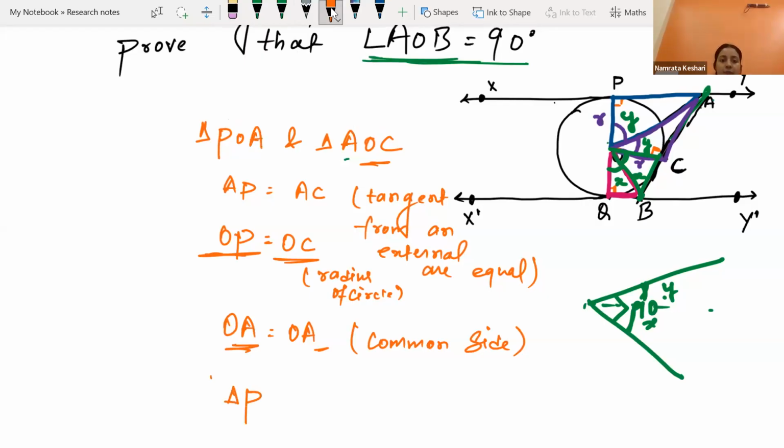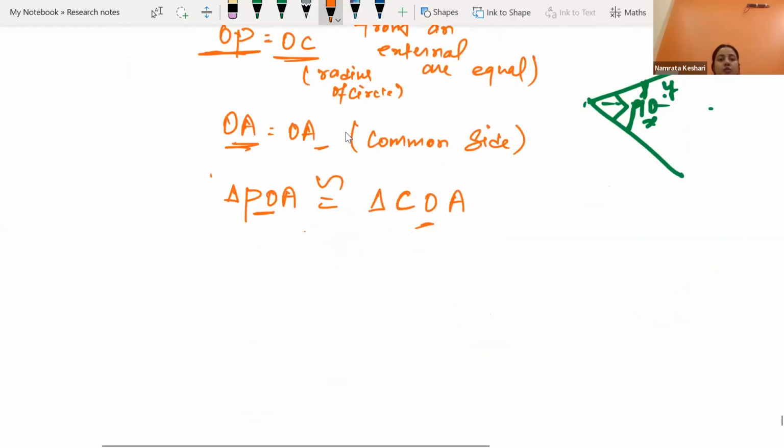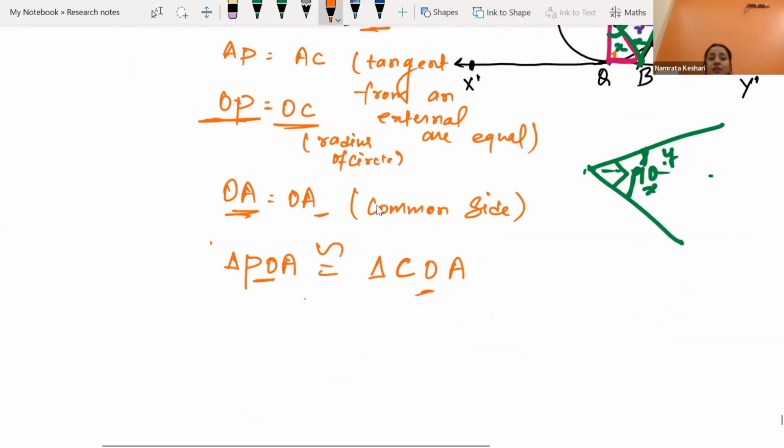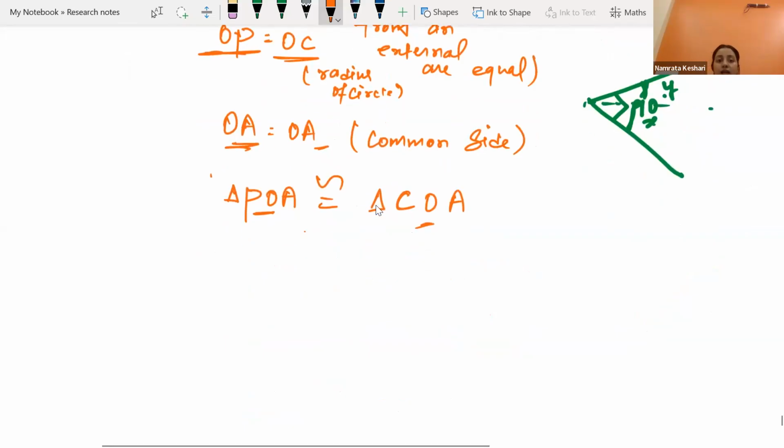So, triangle POA is congruent with triangle COA. Let me check: OP, OC, OA. Yes. Why is it very important? Because on the basis of the name, I'm going to say that angle O over here and angle O over here will be the same by CPCT.